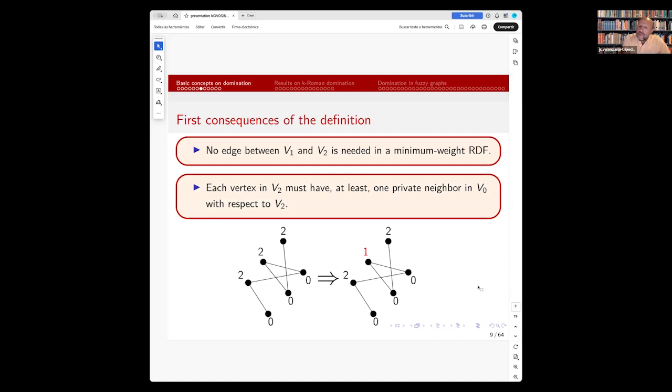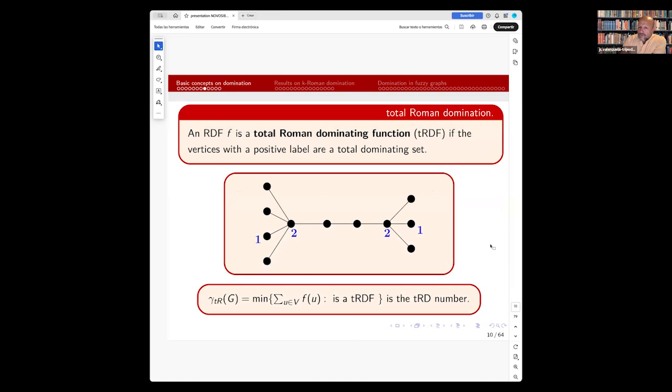Also, we can see that any vertex in the set V2 must have at least one private neighbor in the set of vertices with label 0, because otherwise we can change this label 2 into a label 1, and we still have a Roman dominating function, but with less weight than the previous one. All these basic properties are used to obtain many results regarding this parameter.